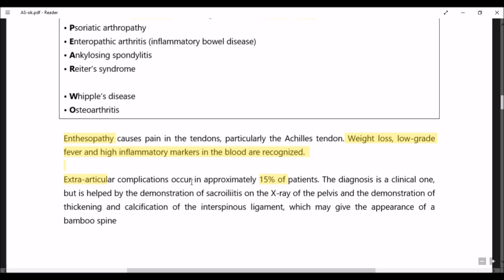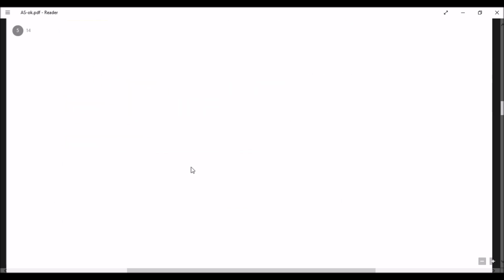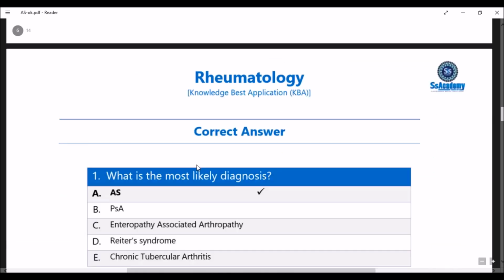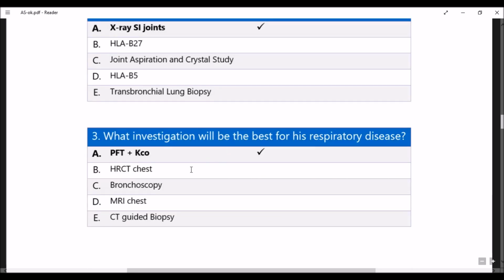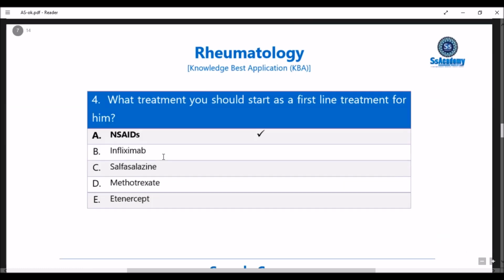The diagnosis is a clinical one, but is helped by the demonstration of sacroiliitis on X-rays of the pelvis, and the demonstration of thickening and calcification of the interspinous ligament, which may give the appearance of a bamboo spine. So here is the correct answer. Ankylosing spondylitis: diagnosis is clinical, with X-ray of the sacroiliac joints as investigation. NSAIDs with physiotherapy are the first line treatment.